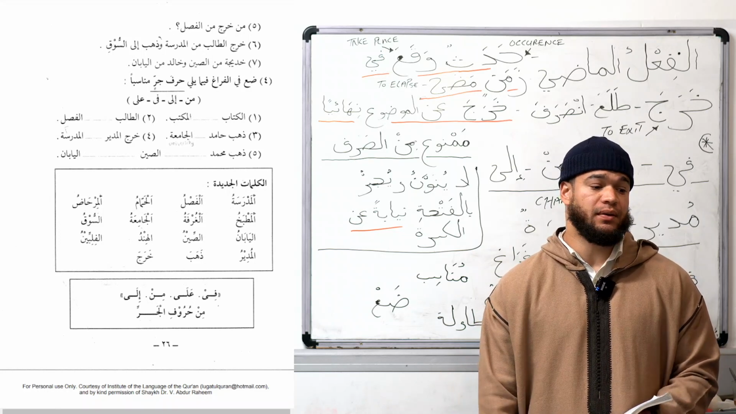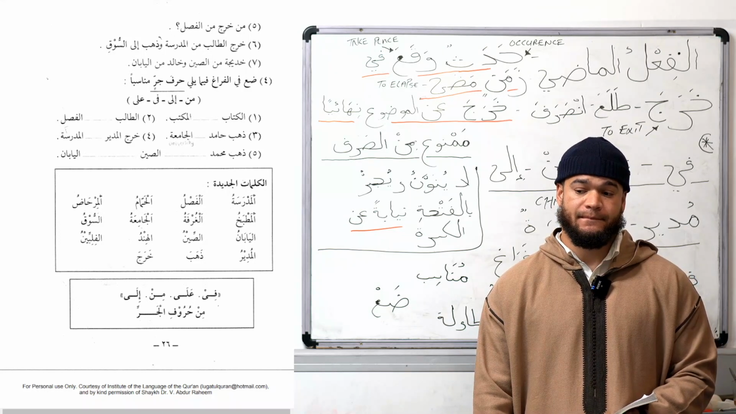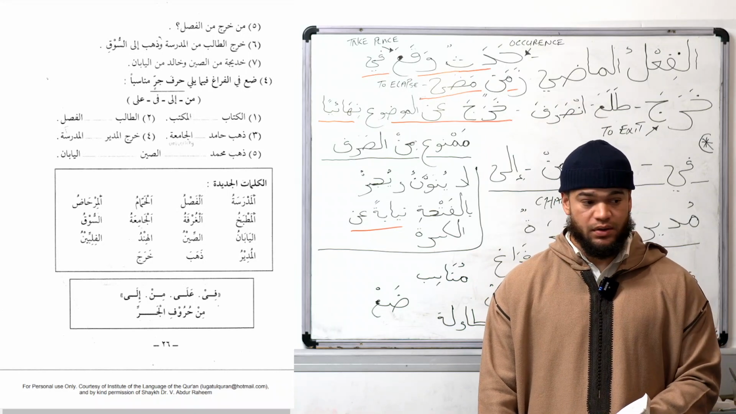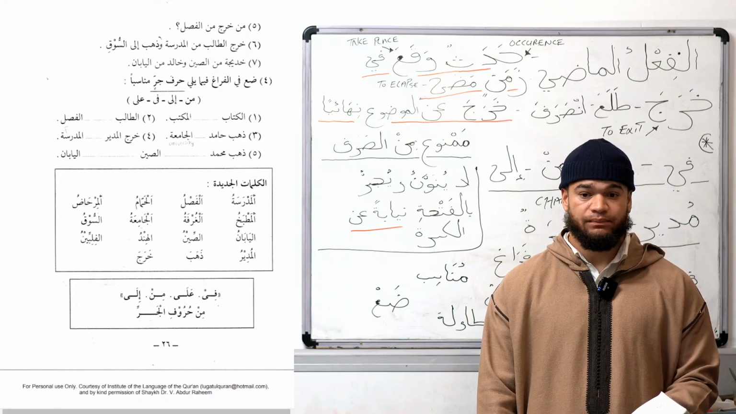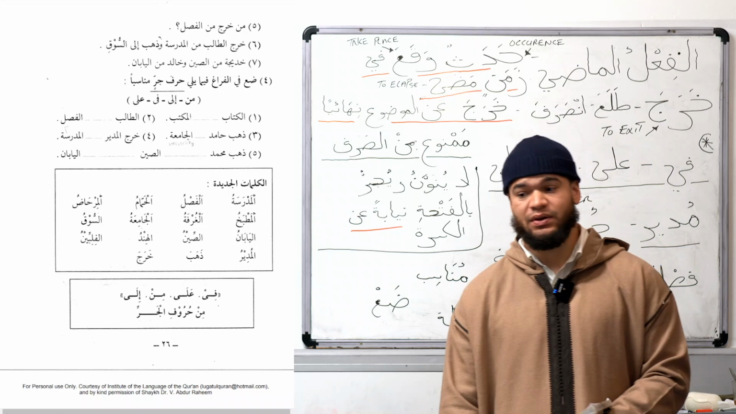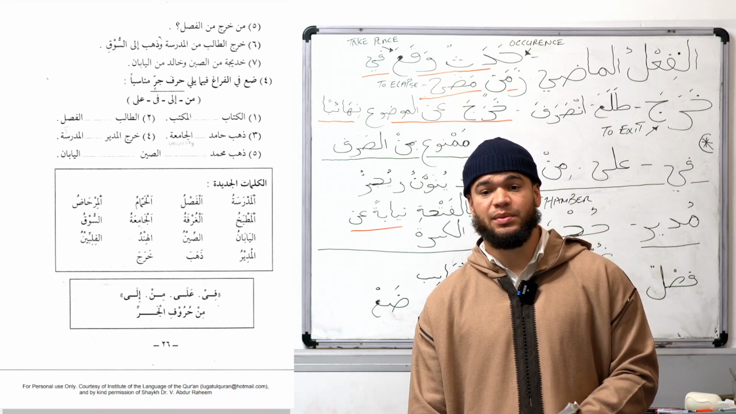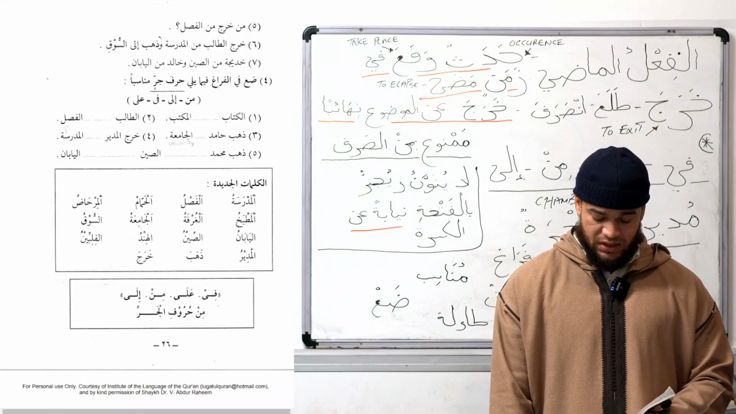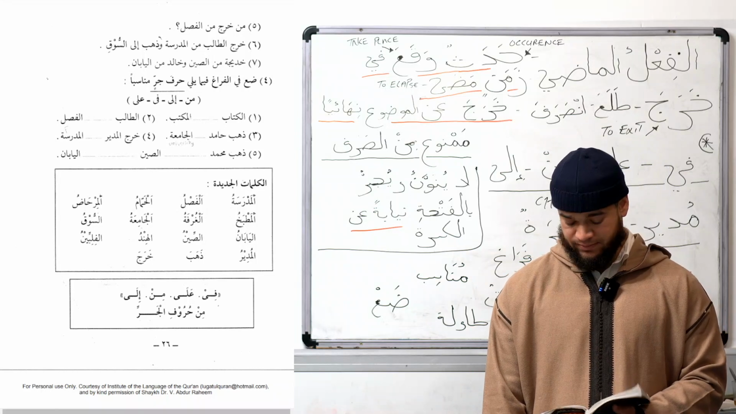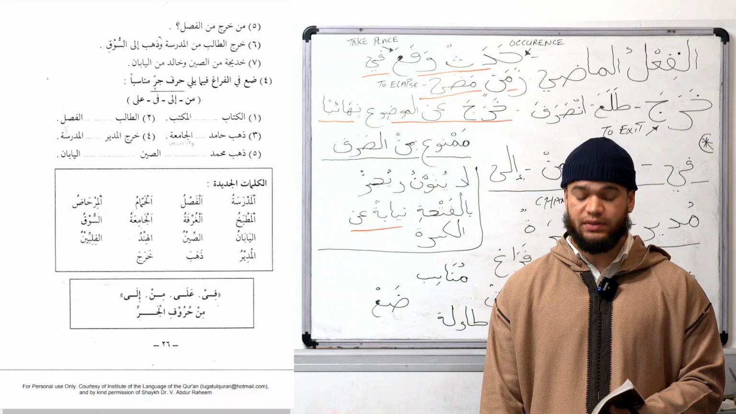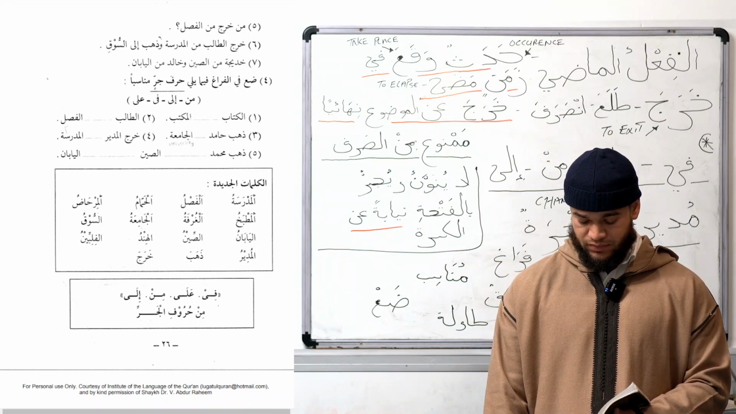What would that one be? Well done. At-talibu. Well done. See, now the difference is fi would be used here, not ala. Because no talib is going to be on top of the classroom, is he? He's going to be inside it. At-talibu fil fasli. At-talibu fil fasli.